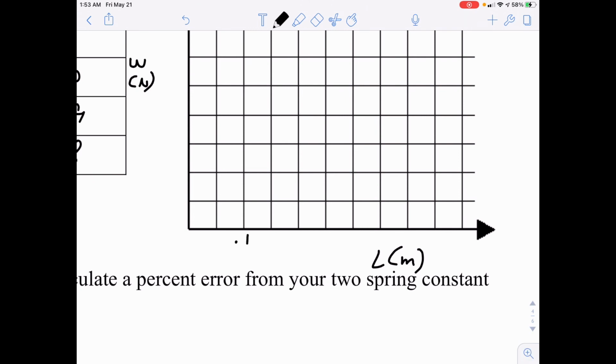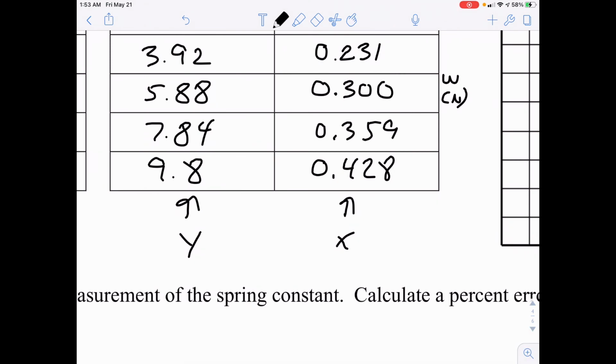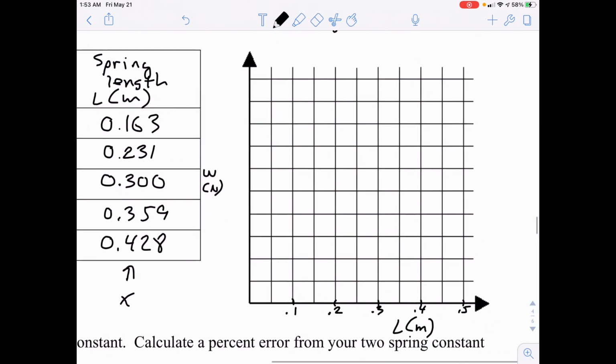0.1, 0.2, 0.3, 0.4, 0.5. See, I'm using every 2 boxes in order to accomplish this. And then similarly, I'm going to go to about 10, so I can just easily make each box 1. 1, 2, 3, 4, 5, 6, 7, 8, 9, 10.